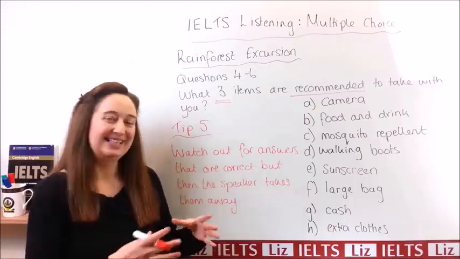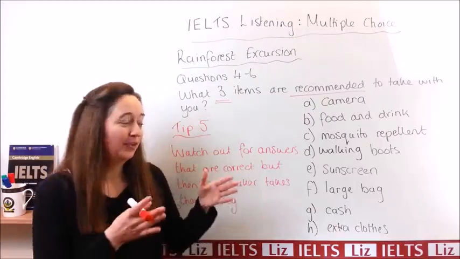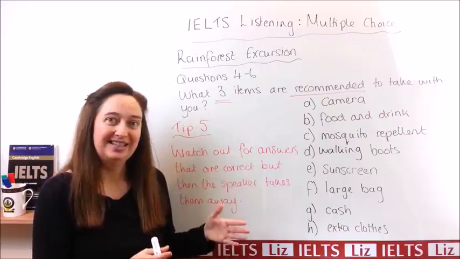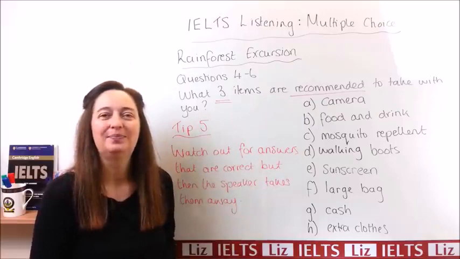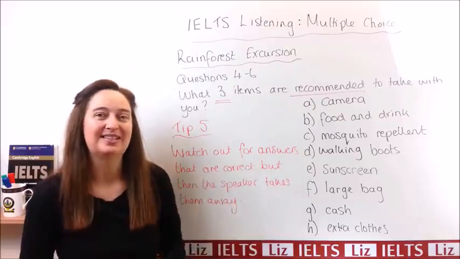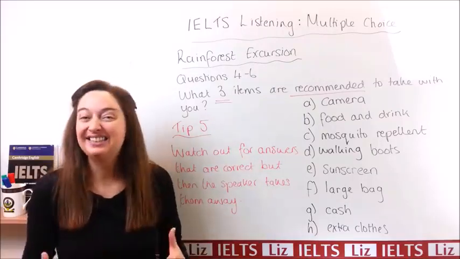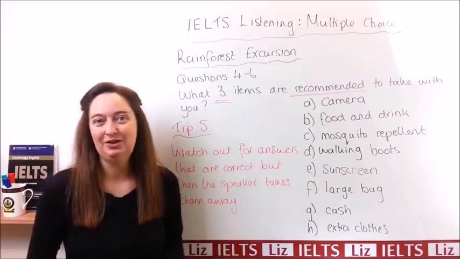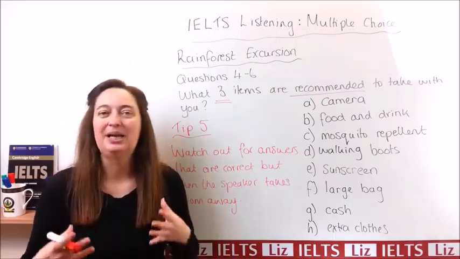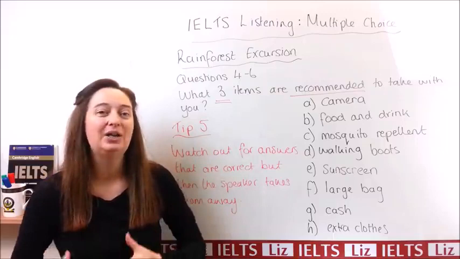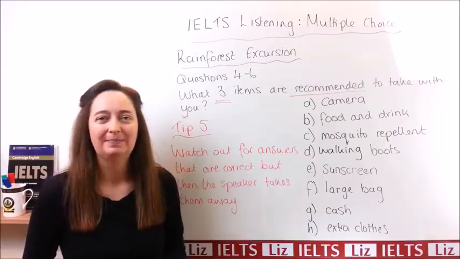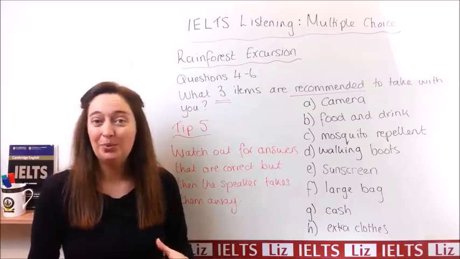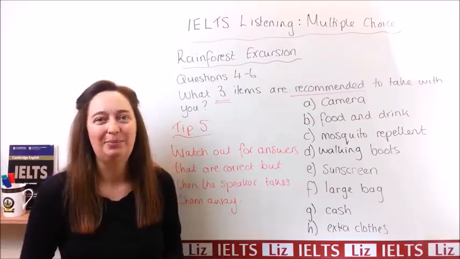So what happens is in that sentence, the first part of the sentence says, yes, you should take a large bag with you. But the second part of the sentence says, actually, you don't need to take a large bag, because we have a vehicle and we will take everything for you, so you don't need the large bag. So that's a common way that IELTS try to trap you.